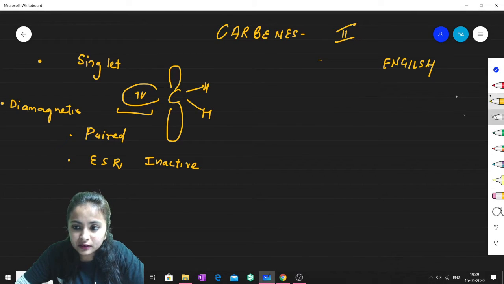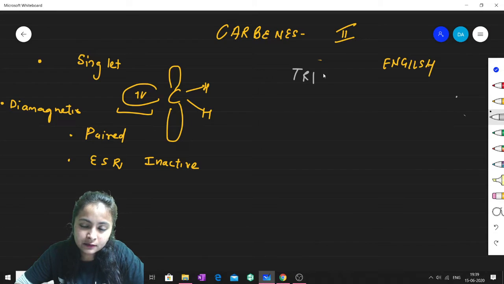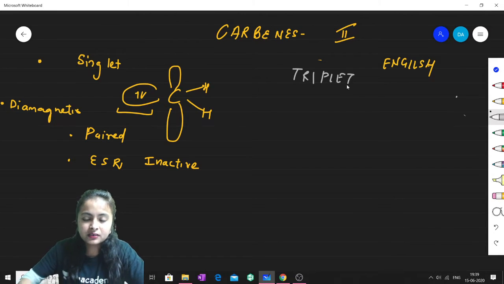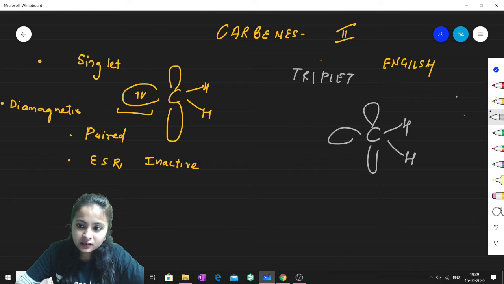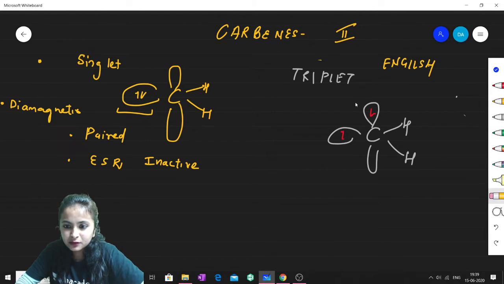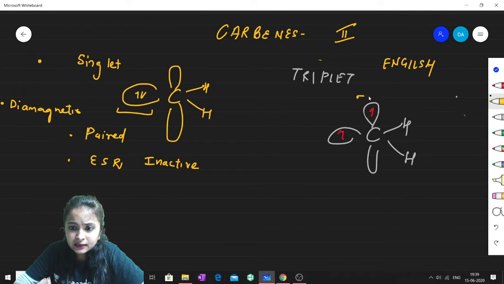Now let us write the triplet carbene also and see. Triplet carbene basically looks like this. Let me change the spin, otherwise you'll get confused. So this is the triplet carbene. As you can see, the spins are not paired. Since it is not paired, we say that it is paramagnetic.